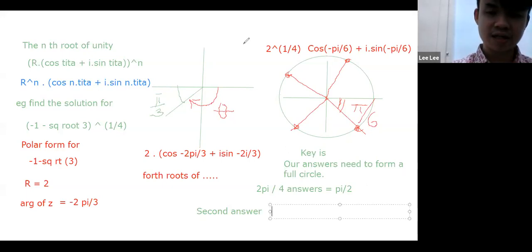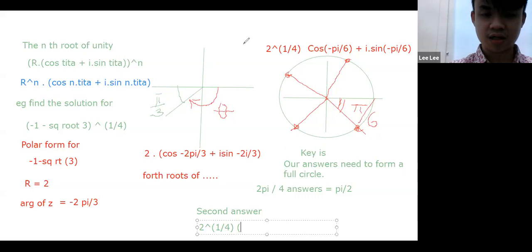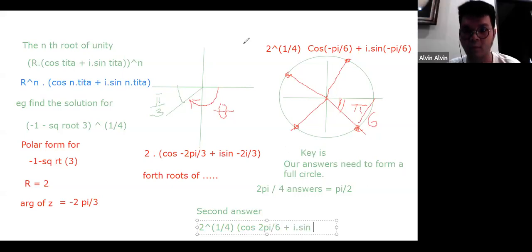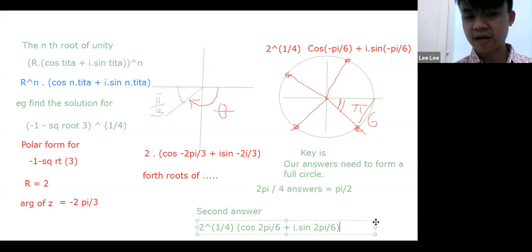So the second answer, the r stays: the r is still 2 to the power of 1 over 4. But now the cos changes, you add pi over 2. Pi over 2 means it becomes 2 pi over 6, plus i times sine 2 pi over 6. At first it's negative pi over 6, you add with pi over 2, then it gives you that.